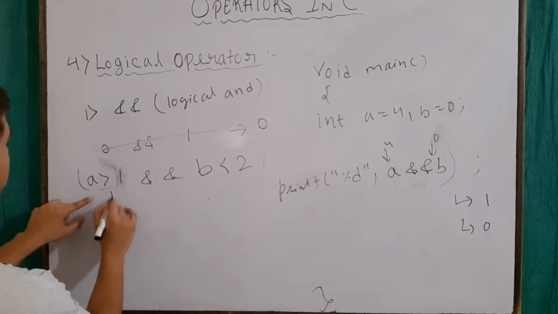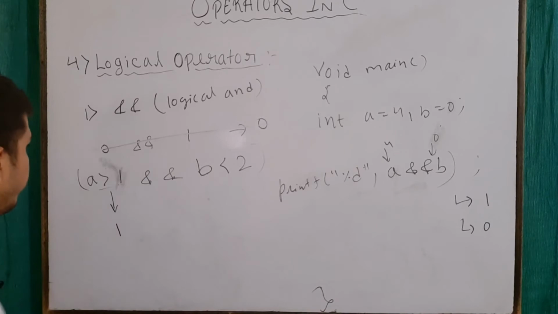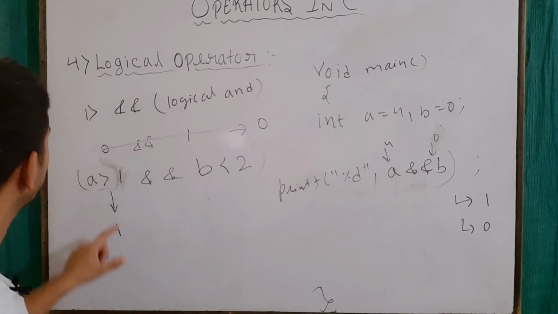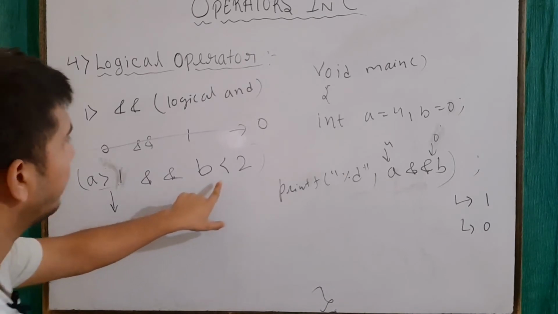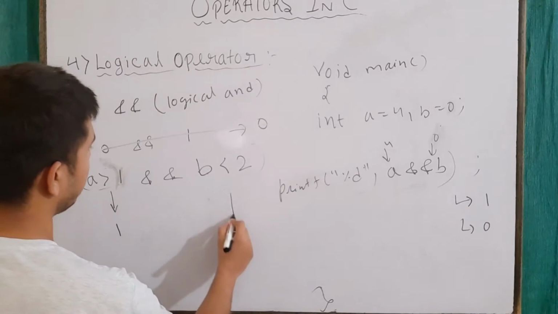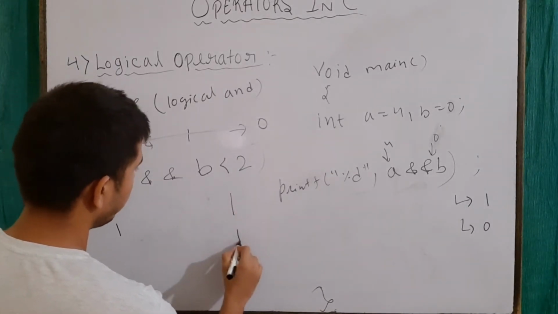So this conditional operator will give me result as 1. We had studied about it in our previous lecture. Okay, it will give us 1. B less than 2, B is 0. B is less than 2? Yes, it is less than 2, so it will give us 1.